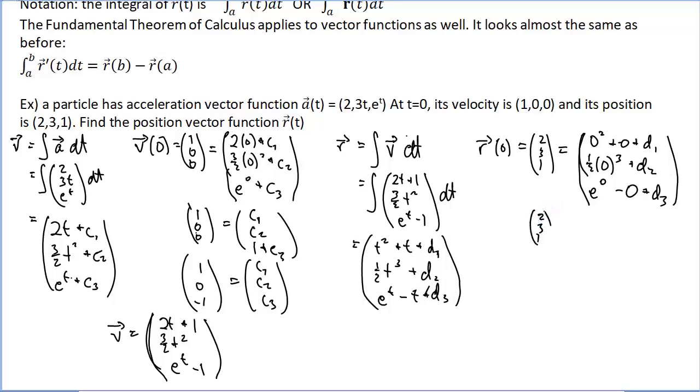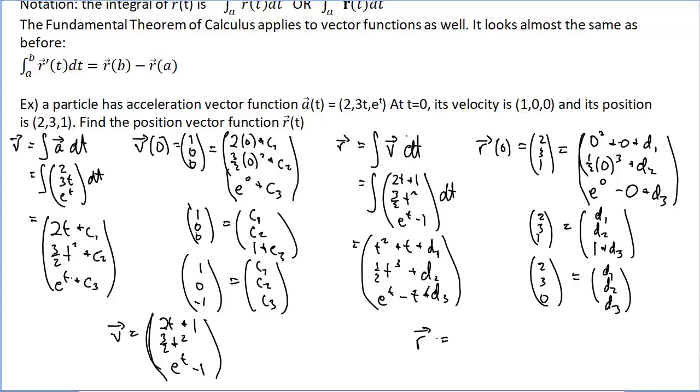So 2, 3, 1 equals d1, d2, 1 plus d3. So then the constants are respectively 2, 3, and 0 for d1, d2, d3. So put it all together, and we have our position function: t squared plus t plus 2, 1/2 t cubed plus 3, and e to the t minus t.